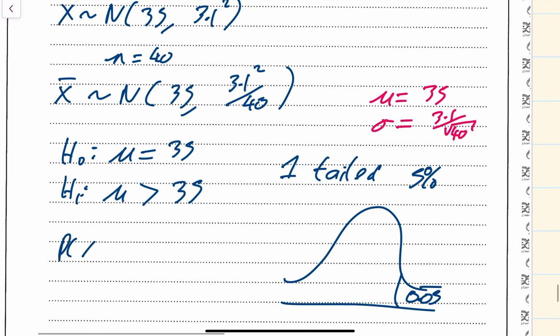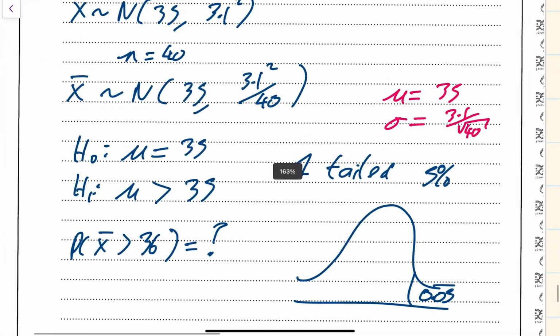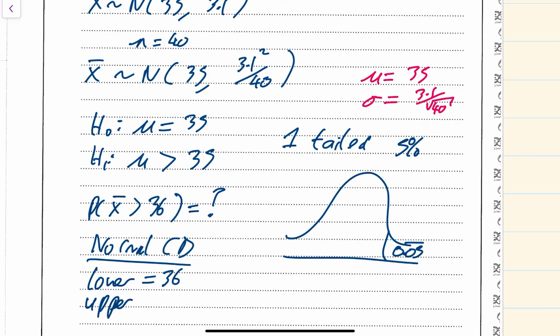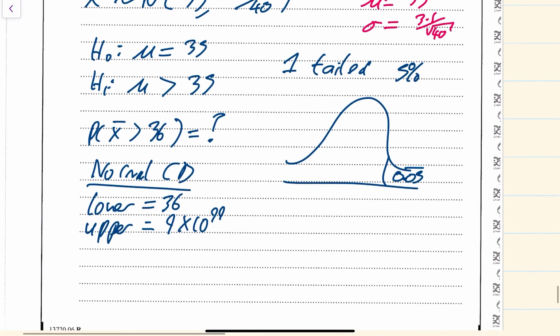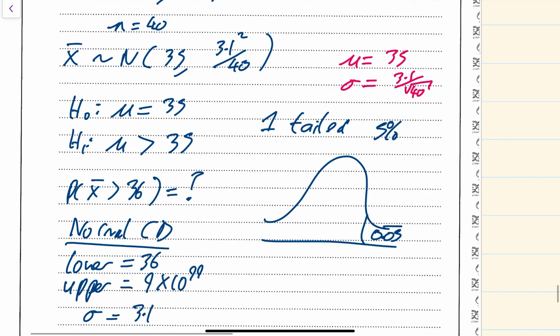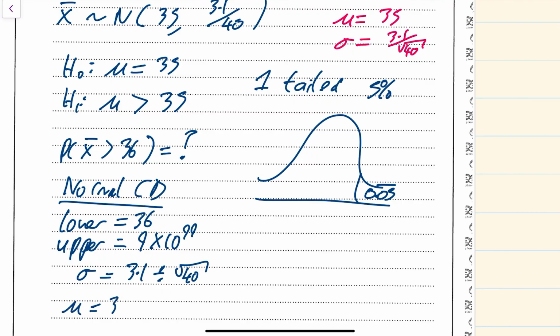So let's work out the probability that the average time is greater than 36. That's what we're looking for. That was in 40 days. So we're going to use our normal CD again. My lower value is 36. My upper value is infinity, really. Write that as 9 times 10 to the 99, that will do. And sigma you put in as 3.1 divided by the square root of 40, and your mu is 35.